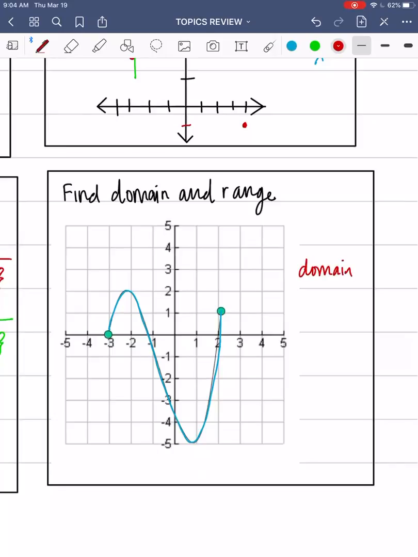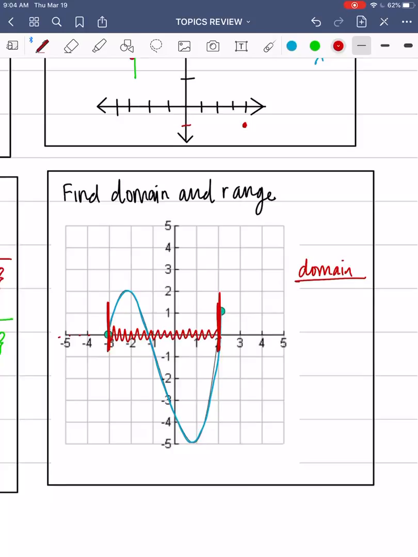Let's look at the domain. Domain is left to right, so we're just wondering what x numbers there is picture for. Like there's no picture over here. It starts right here and then it ends right here. So there's only picture in between here and here, side to side.